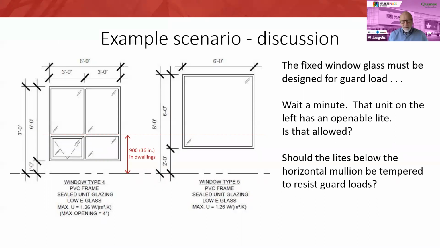Okay. And so what we see, we see project specifications and elevations every day where the unit on the left is a very, very common unit, and the unit on the right is less common. And then we say, listen, this unit on the right is going to need to be 5 mil tempered to meet guard loads. You sure you don't want to put a mullion or something? Well, that's expensive as well, right? So it's up to the building designer and the architect to try and design around requiring too much tempered glass in the building.